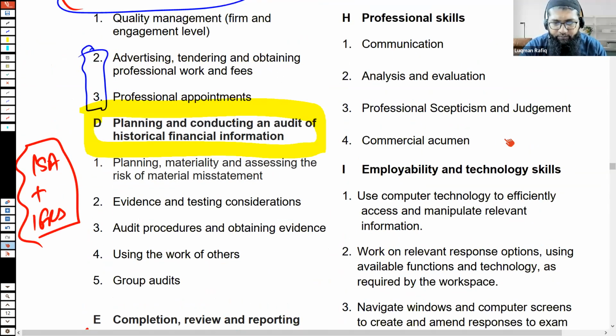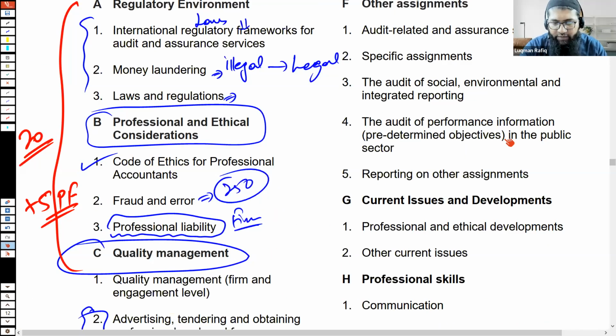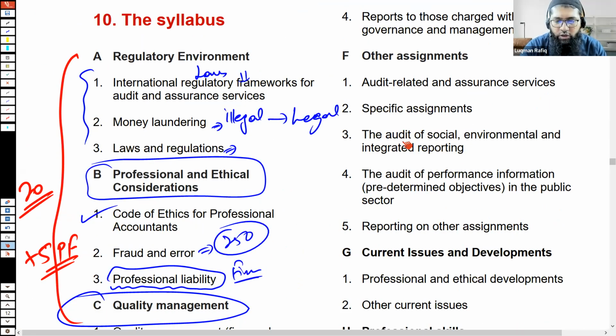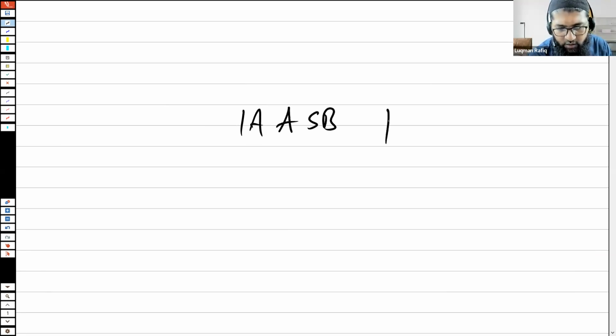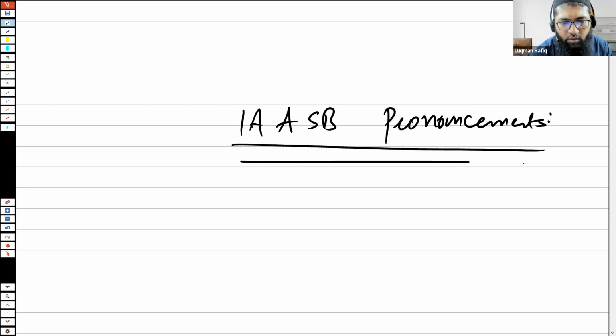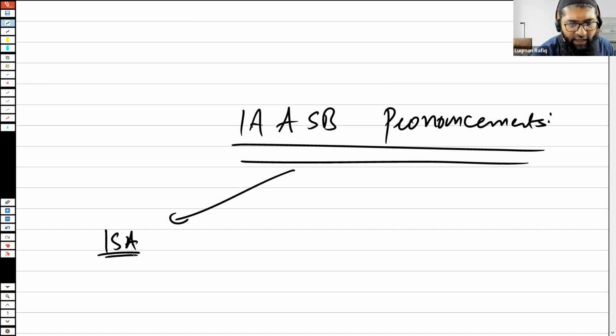If I move a bit forward, you can see there are other assignments. Generally with respect to other assignments, let me guide you that when we talk about the IAASB pronouncements, the International Auditing and Assurance Standards Board, there are different types of pronouncements. One of them is ISA, the International Standards on Auditing.